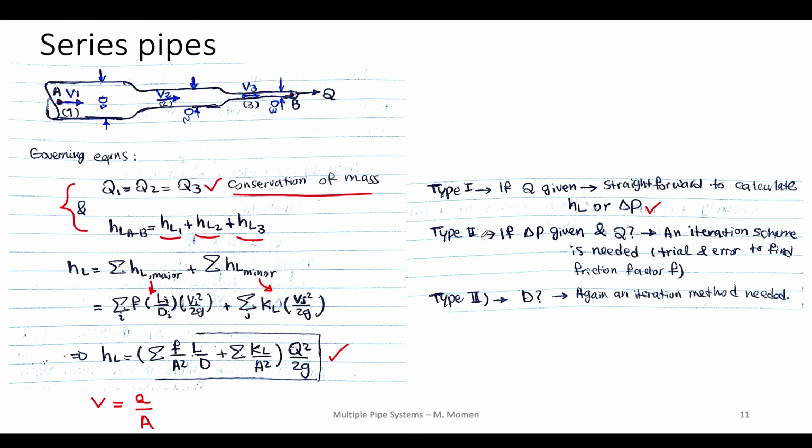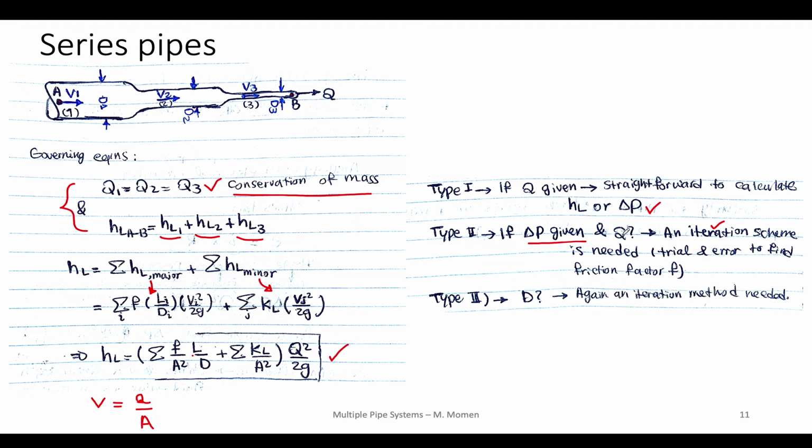So this is pretty easy, and we can do that. For type 2 problems, delta P was given, and then we wanted to know what is Q, right? We wanted to know what is the flow rate in the system. So in this type of problems, we need an iteration scheme, which is a trial and error, to find the friction factor. They are a little bit more difficult because we need to do some iterations, and because they are nonlinear, we don't know Q a priori, and we don't know the velocity and head loss.